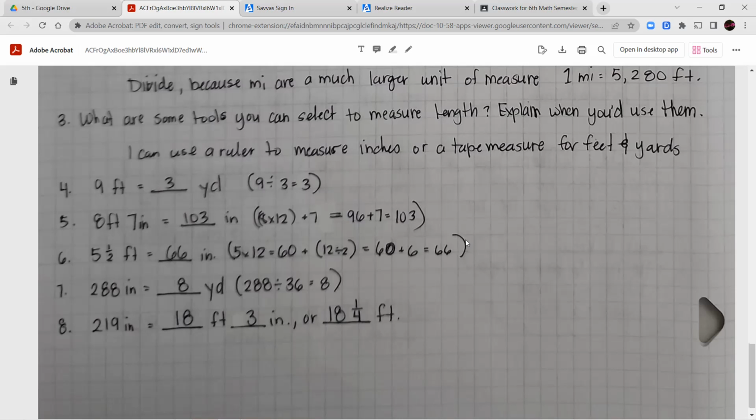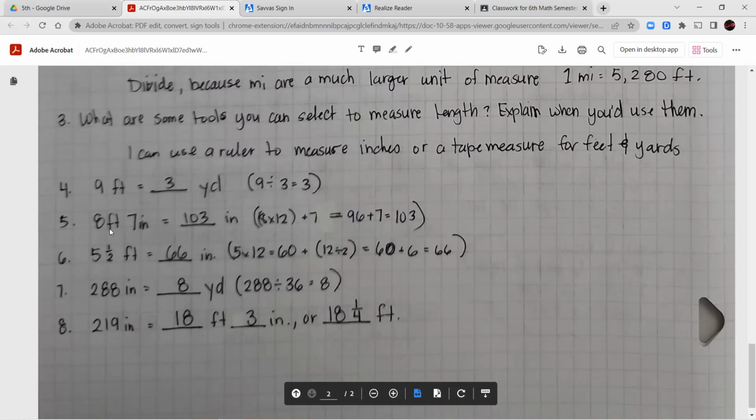So for numbers 4 through 8, we're going to do some conversions. 9 feet is equal to how many yards? Now I know 1 yard has 3 feet in it. So 9 feet, I'm going to take that 9 and divide it by 3. And that's going to give me 3. So 9 feet is equal to 3 yards.